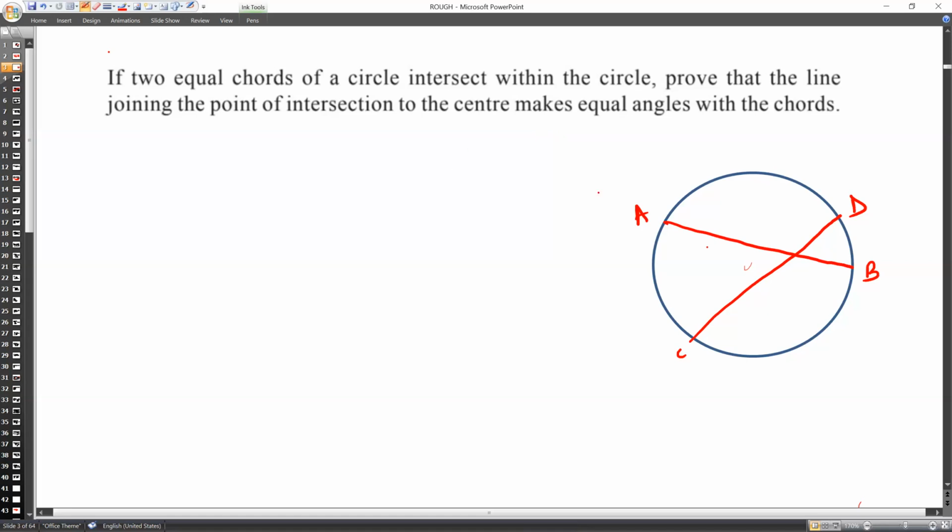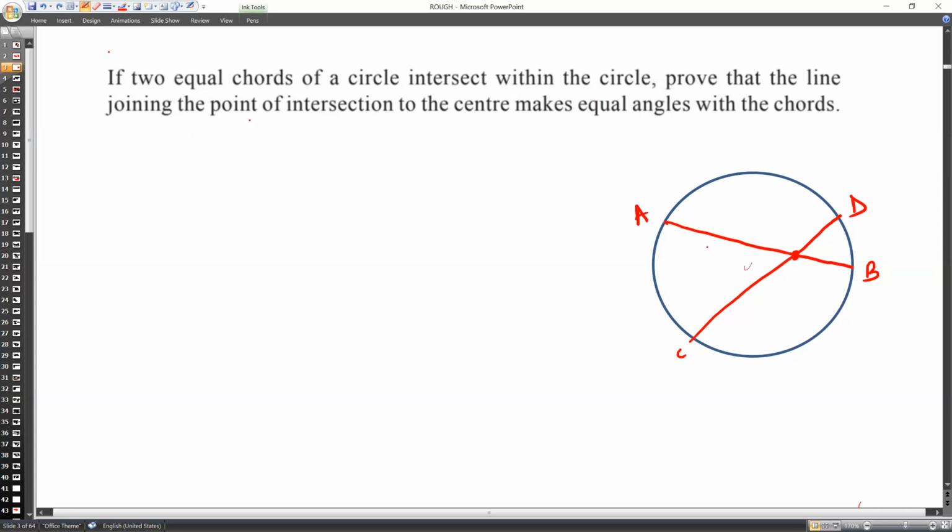What it is saying here is that there are two chords, AB and CD, and they are intersecting at point O. You need to prove that the line joining the point of intersection makes equal angles with the chords. Means they are making equal angles with the chords, means this angle is equal to this angle. You need to prove that.